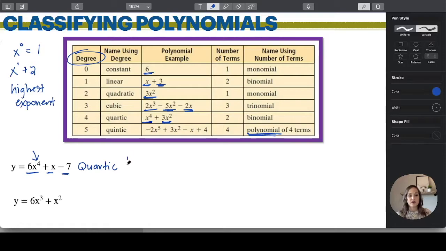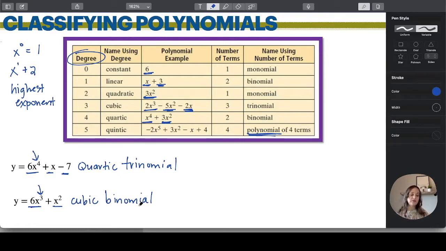3 terms is called a trinomial. So we can classify this polynomial as saying it is a quartic trinomial. Now in this case, again, let's look at the highest degree, which is a 3, and a 3 is called a cubic. And then look at terms. There's one term here and another term here, so there's 2 terms. Go to the number of terms, and it is a binomial. So we would classify this as a cubic binomial.